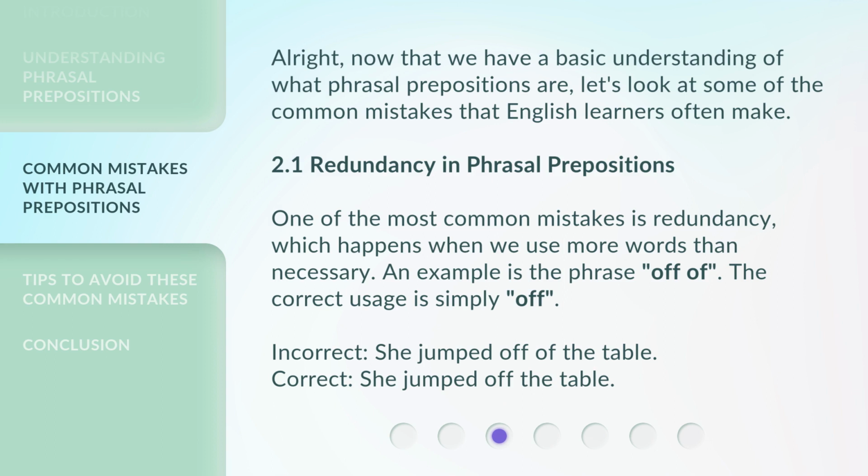2.1 Redundancy in phrasal prepositions. One of the most common mistakes is redundancy, which happens when we use more words than necessary. An example is the phrase, off of. The correct usage is simply, off. Incorrect: She jumped off of the table. Correct: She jumped off the table.